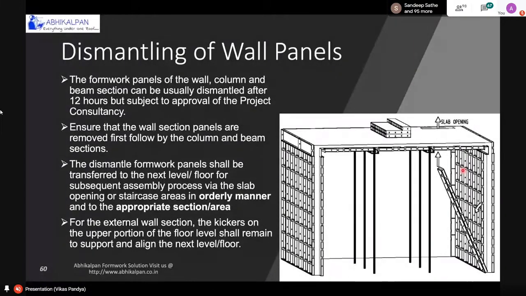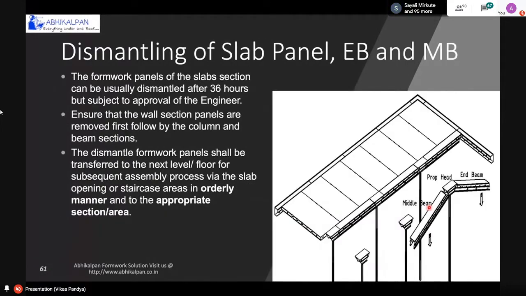After dismantling the formwork system, you just place the panels in that room only, and after the complete dismantling, you move the panels to the next floor, to the same room. Then the next dismantling will be of the deck panel and EBMB. We'll start with the dismantling of MB first. After the middle beam, we'll dismantle the end beam and deck panels. But make sure that the deck panel does not free fall. Otherwise, an accident may happen or your panel will get bent.